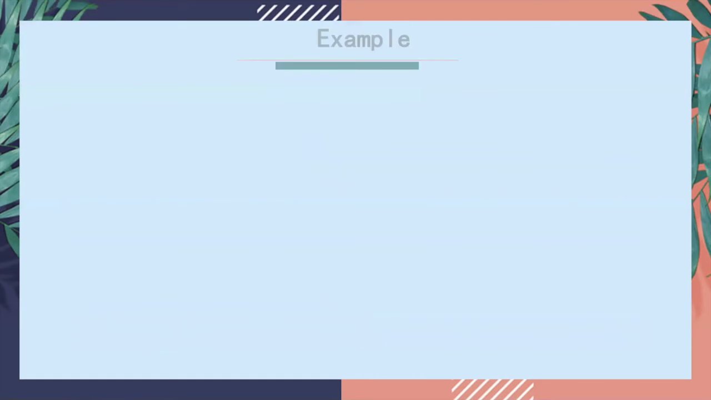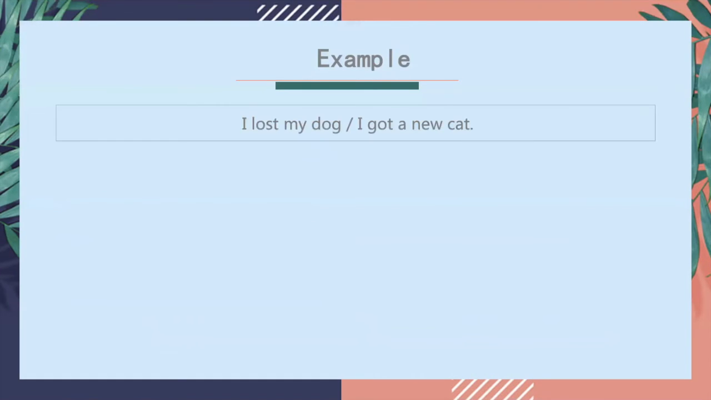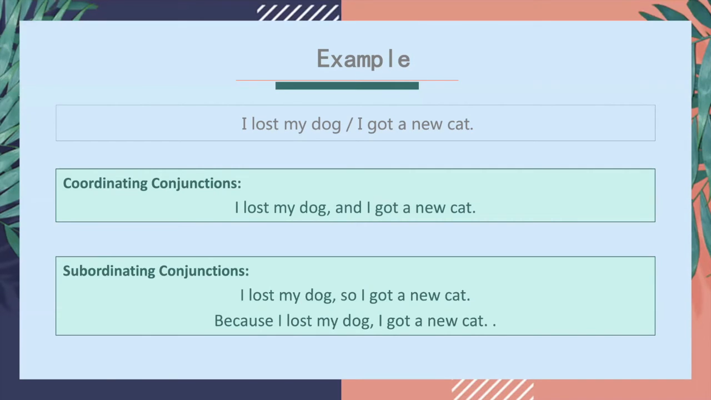When we are using different kinds of conjunctions, actually we're describing different relationships between clauses. Now let's have a look at the example. Here are two clauses. I lost my dog. I got a new cat. When we use coordinating conjunctions, the sentence can be changed into I lost my dog and I got a new cat. These two clauses are equal to each other, but there is not so strong a relationship between them.